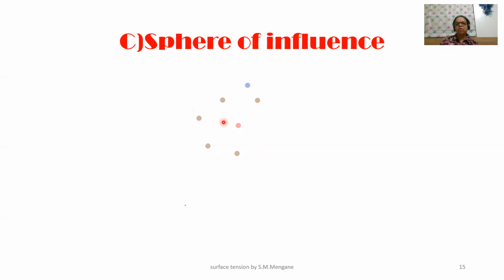If we place another charge here, the field does not exert a force on it, because it is not in the influence, or we can say in the range, of this electric field. Means it is out of the influence of the electric field. If we draw a circle or a sphere like this, then this sphere indicates the sphere of influence of the charge.